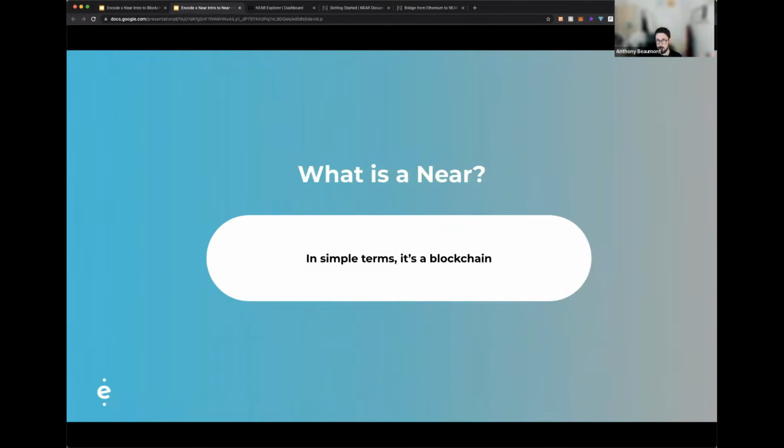Near Protocol. And in simple terms, Near is a blockchain. It is like Ethereum in that respect. It tries to improve upon Ethereum, and you can do smart contracts. And we're going to talk about the differences, the innovations, maybe even the deficiencies as well today. But in simple terms, it's a blockchain.